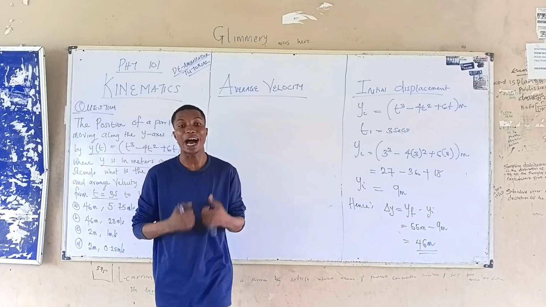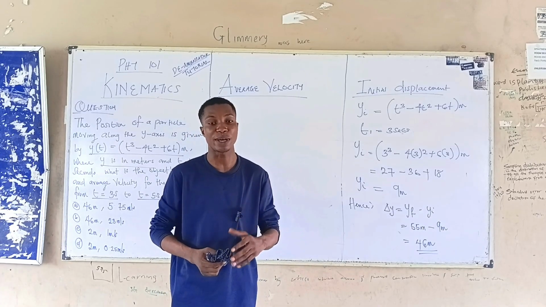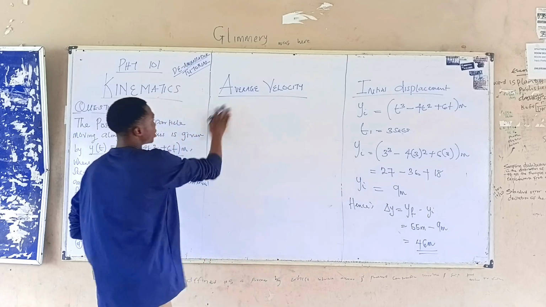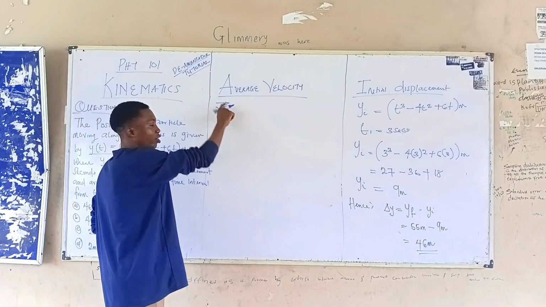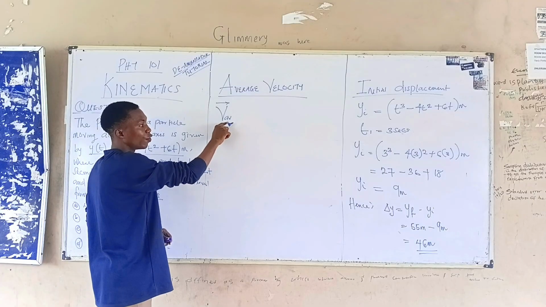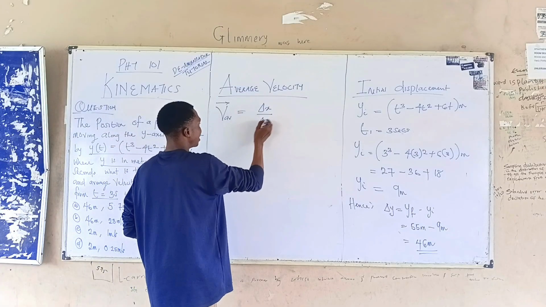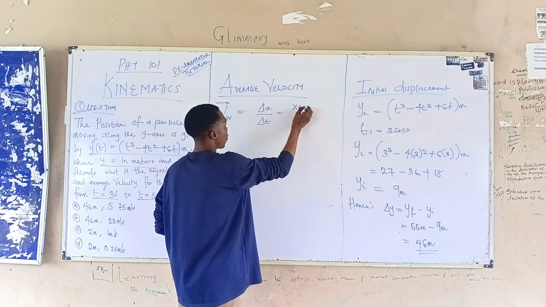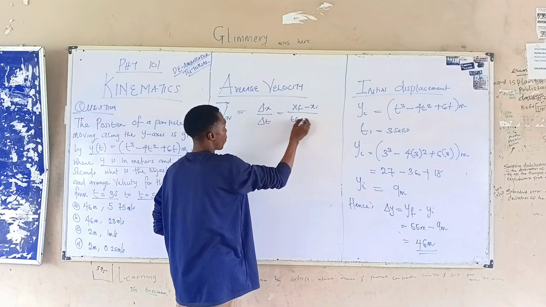Next to get is our average velocity. Previously, we've gotten our initial displacement and final displacement to get our displacement. Now, we have to find our average velocity. So what is the symbol for average velocity? It's given as v, then you have an arrow, which is indicating direction, then you have a subscript, avg, representing average. The formula says change in x over change in t, which means xf minus xi over tf minus ti.